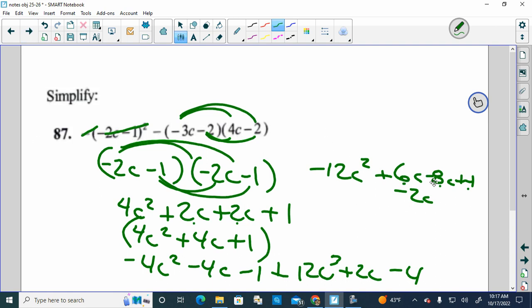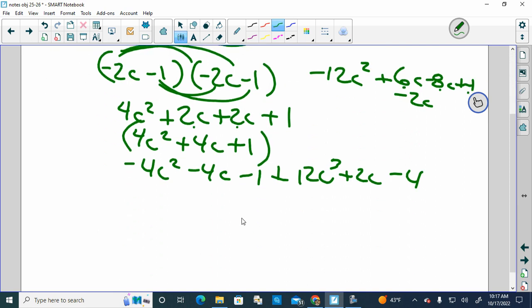from 6c minus 8c, I combine those two middle terms. Just like we do when we have here, we have the 2c and the 2c. We good? Okay. Okay, combine like terms. So I have a negative 4c squared and a positive 12c squared. It's going to give me 8c squared. Okay, so I got rid of that one and that one. Okay, then we have a negative 4c and a positive 2c. So that'd be a negative 2c for that one and that one.